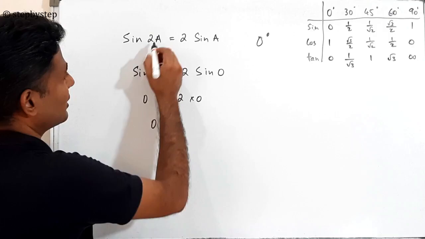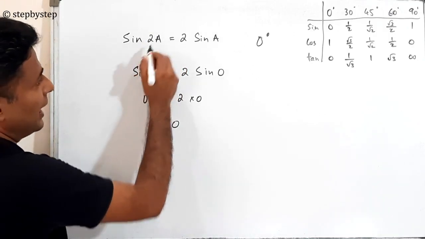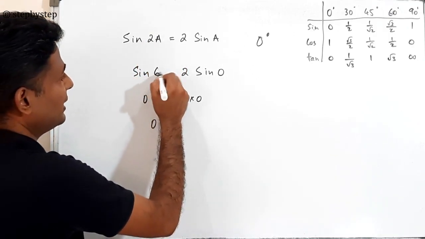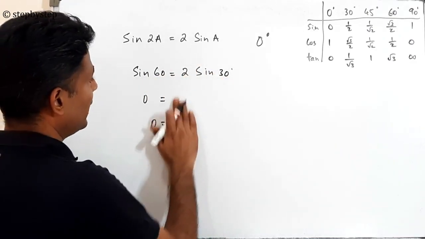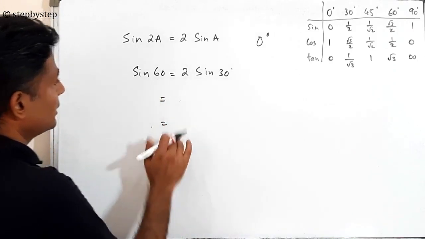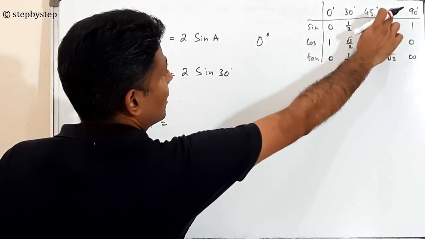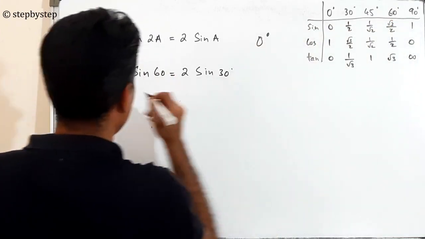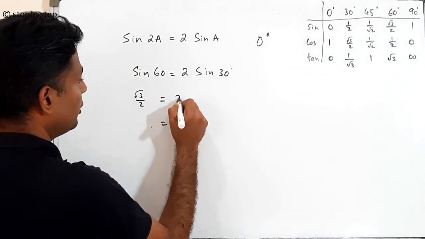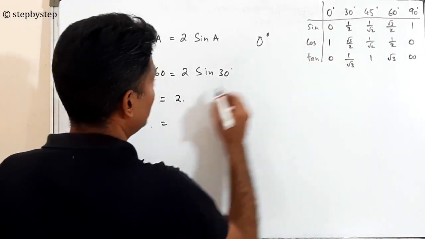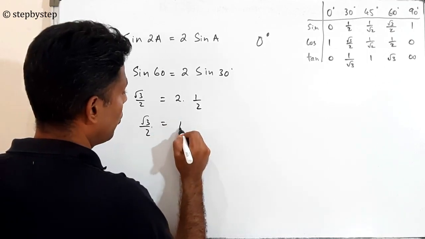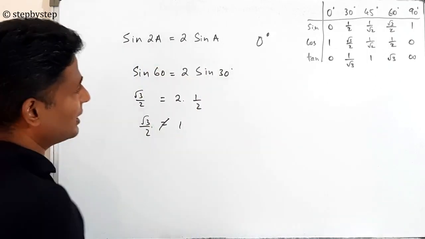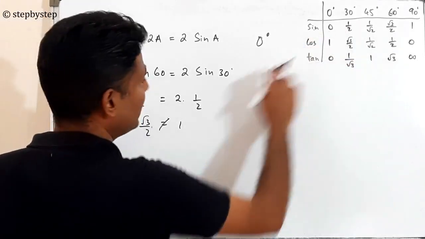That is, if I take A as 30, so sine 2A will be 2 into 30, 60 degree, and here we have to find 30 degree. So what do we get? Sine 60 is root 3 by 2, and 2 into sine 30. Sine 30 is 1 by 2. So you get root 3 by 2, and here we get 1, which is not equal, which means 30 degree is not the correct option.